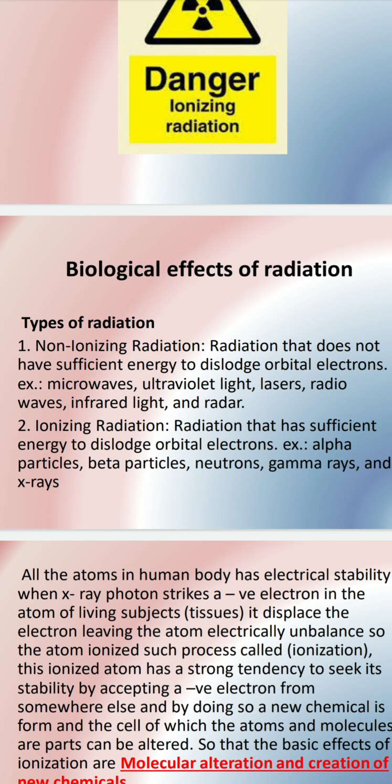Biological effect of radiation. Types of radiation. Non-ionizing radiation means radiation that doesn't have sufficient energy to dislodge orbital electrons, such as microwave, ultraviolet light, lasers, radio wave, infrared, and radar. Ionizing radiation means radiation that has sufficient energy to dislodge orbital electrons, such as alpha particle, beta particle, neutron, gamma ray, and X-ray.